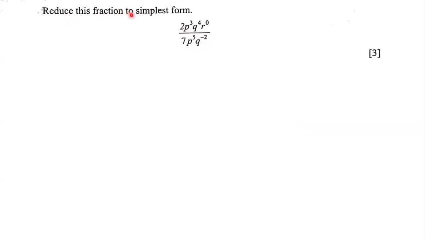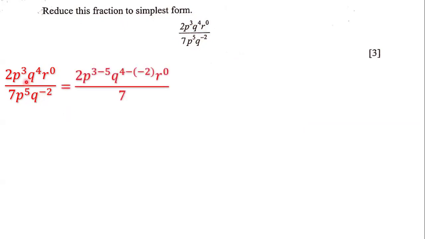Reduce this fraction to simplest form. And so here we have this fraction. We have 2 times p to the third power multiplied by q to the fourth power multiplied by r raised to the power of 0, all divided by 7 times p to the fifth power multiplied by q to the power of -2. Here, what we're going to do is, notice that we have these two terms.